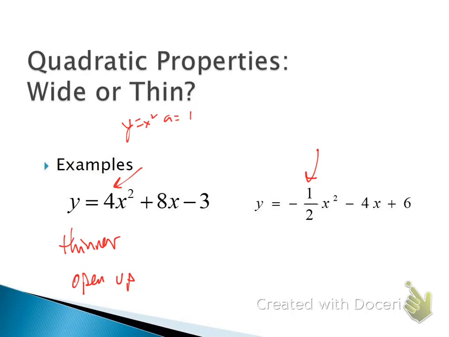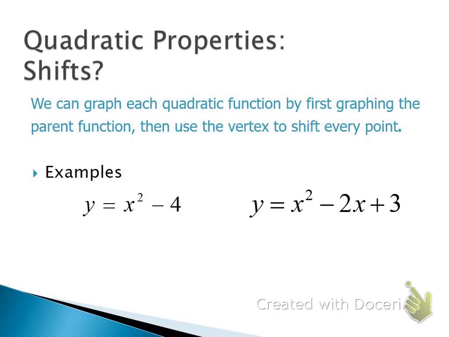Here, is this parabola going to be thinner or wider than the parent function? And hopefully you're looking at this and saying wider, because a is now between 0 and 1, absolute value, so forget about the sign. A half is between 0 and 1, so this is going to be wider than the parent function. This is also going to open down, just as an extra question. So both of these functions are going to have a different shape than the parent function, and we would need to adjust the parent function.